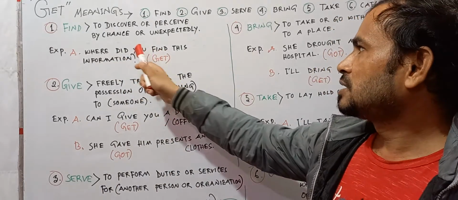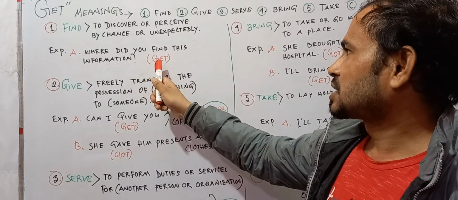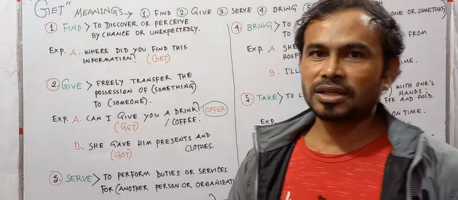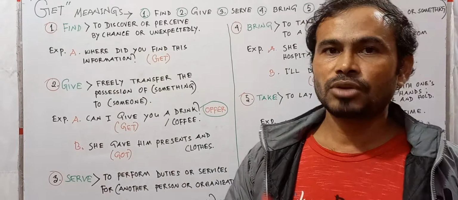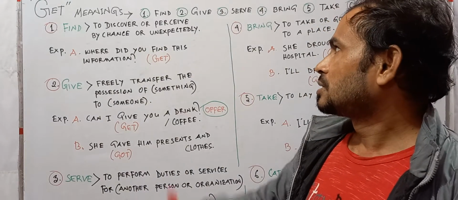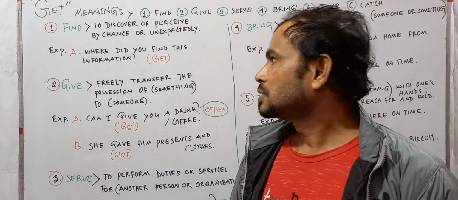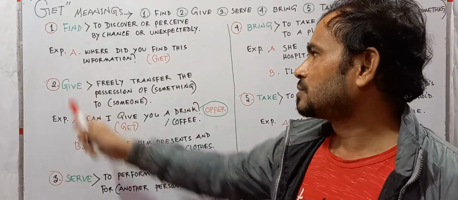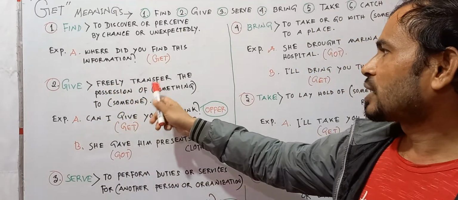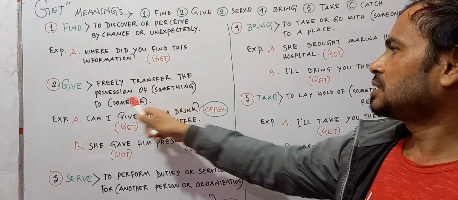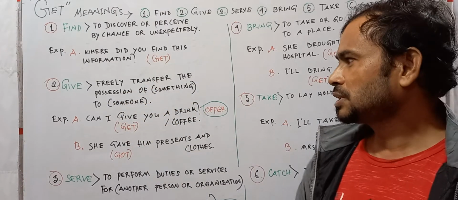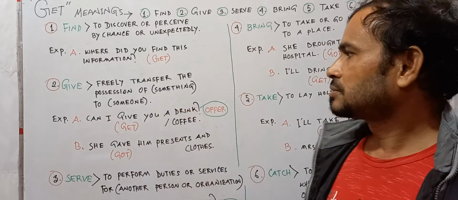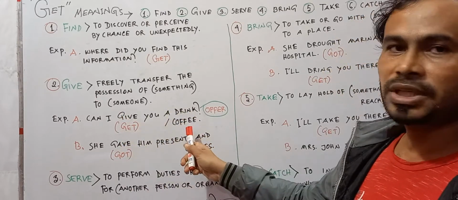Instead of using find in this statement, we can use get. So the sentence is, where did you get this information? I think the first sentence you got it clearly. Okay, that is about find. So let's talk about the next verb, which is give. It means freely transfer the possession of something to someone. Okay, so the first example is, can I give you a drink? Or can I give you a coffee?